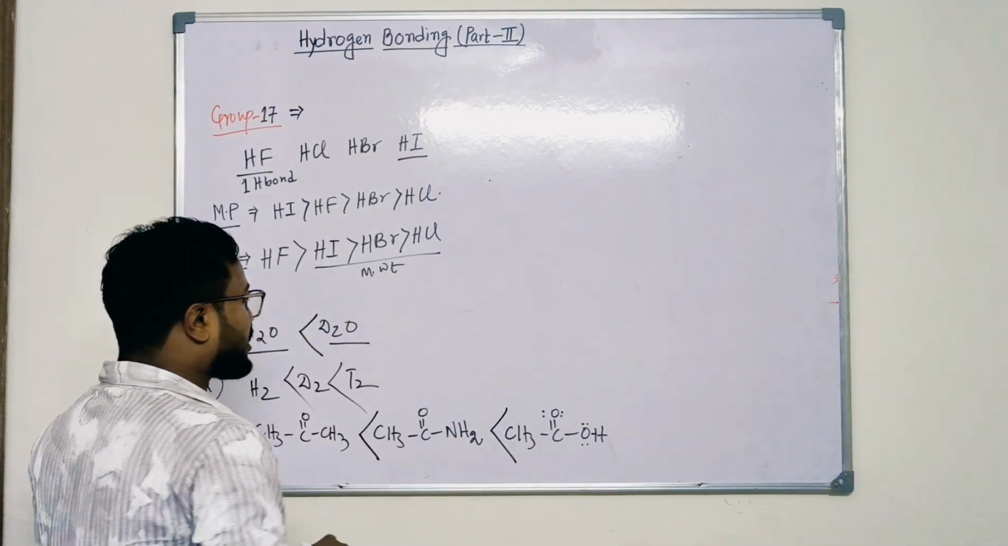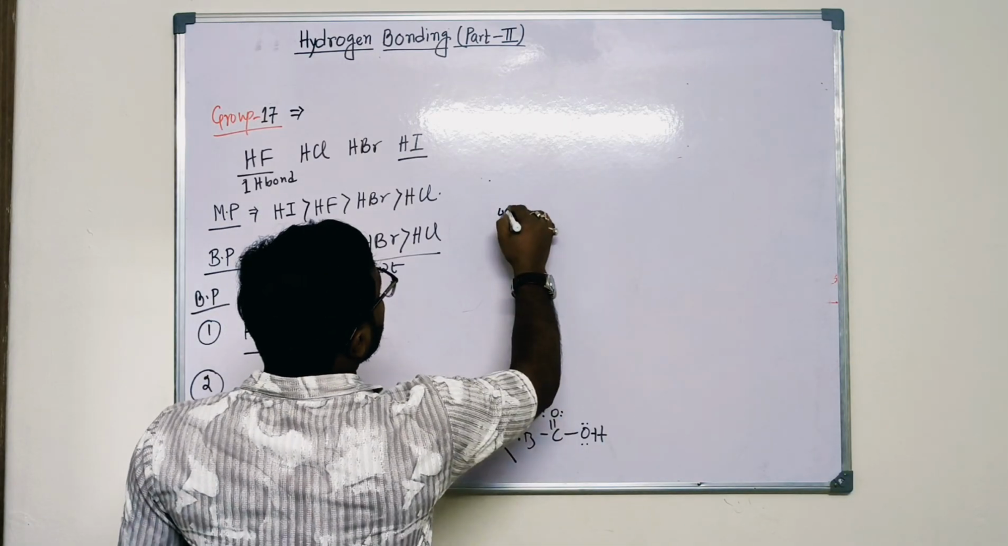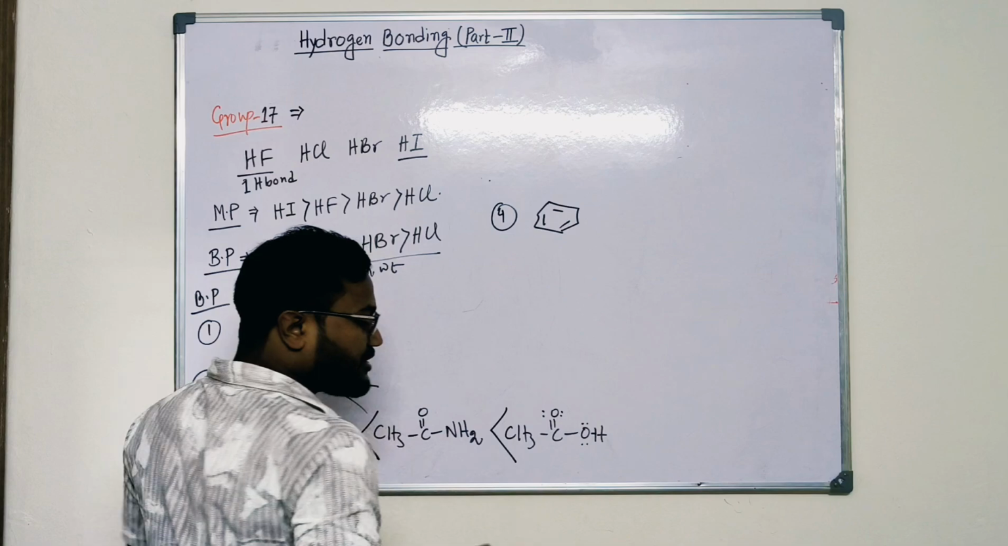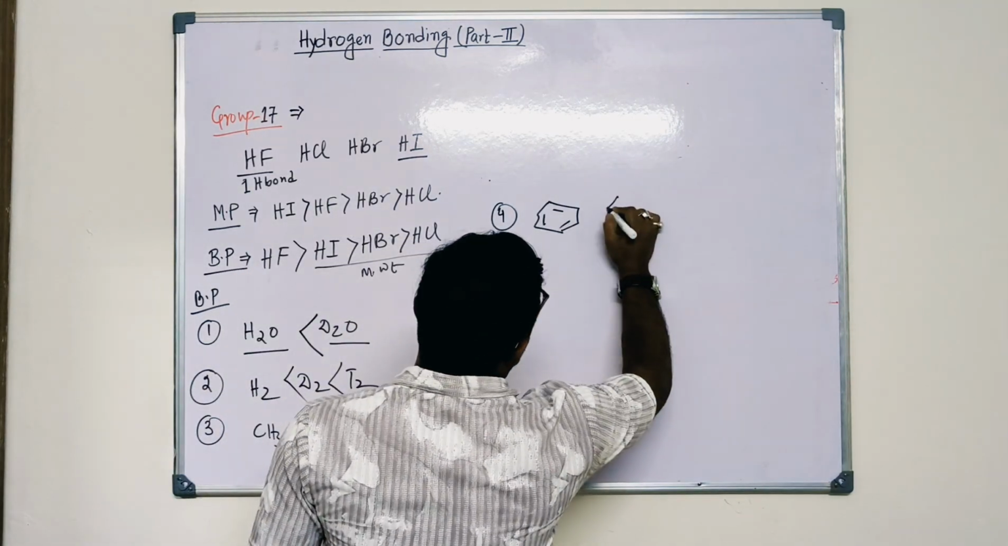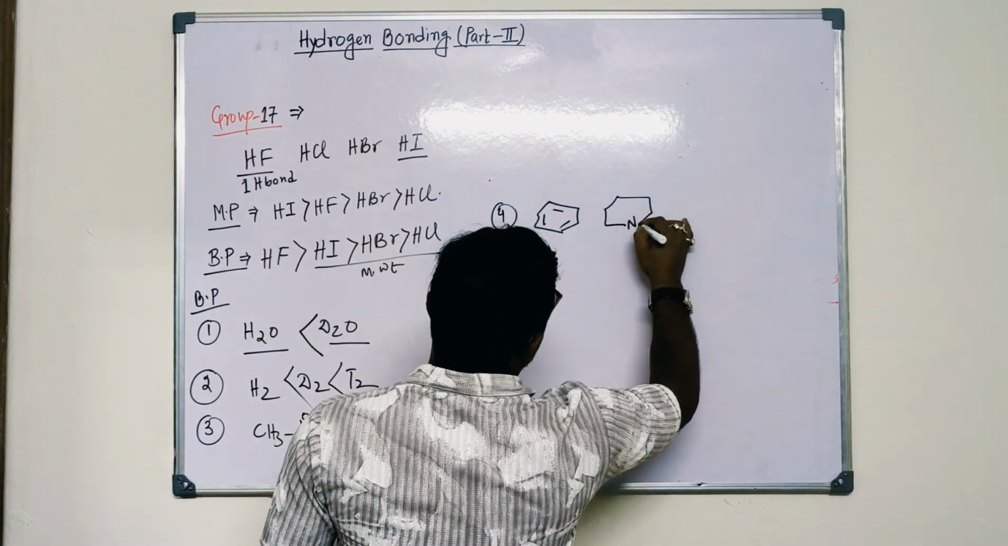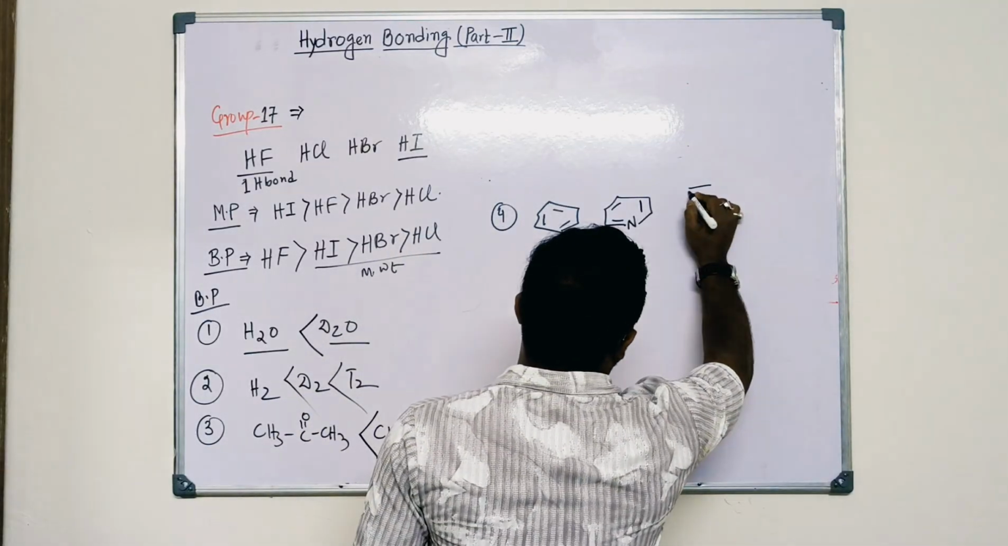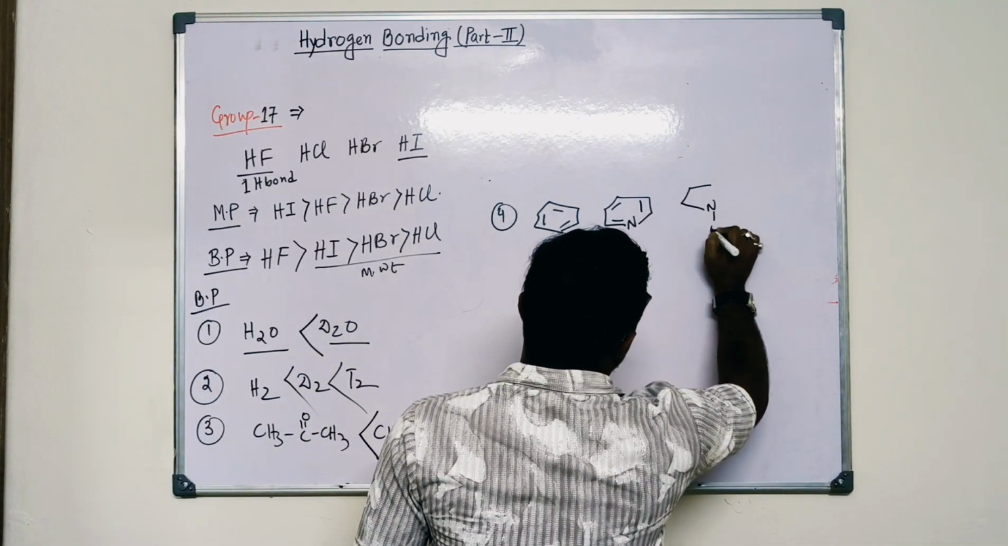Let's take a few organic compounds as well. We have taken benzene. Let's compare benzene with pyridine. With benzene we have taken pyridine. And another compound we are taking is named pyrrole.